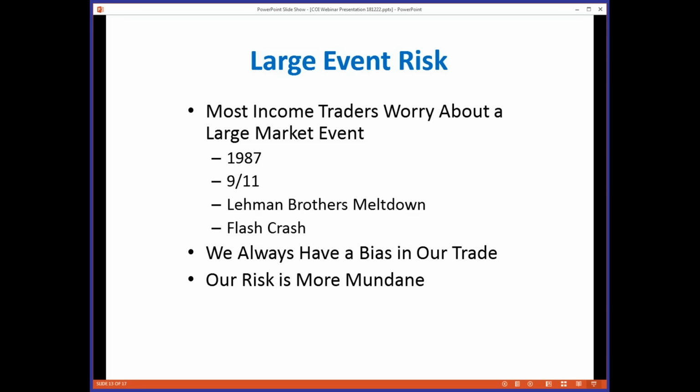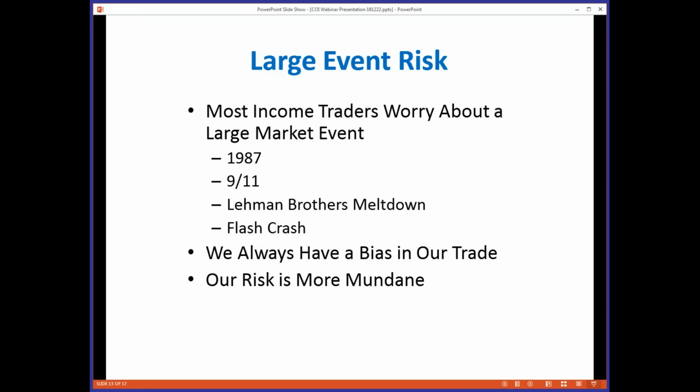And as long as the market is slowly, orderly in its process of moving down, we're able to adjust our trade. Worst case scenario would be when we have a long bias in our trade and all of a sudden the market makes a big down move, right?